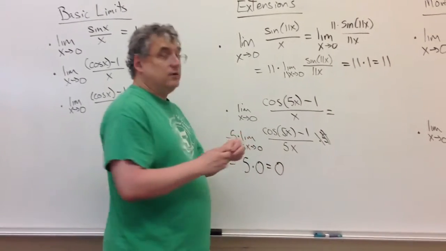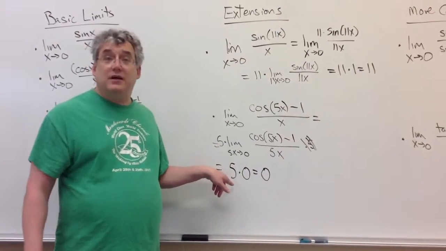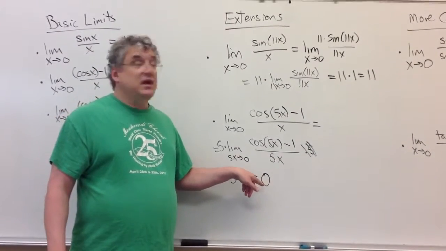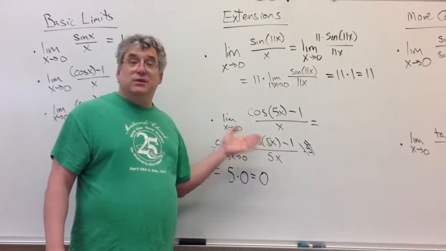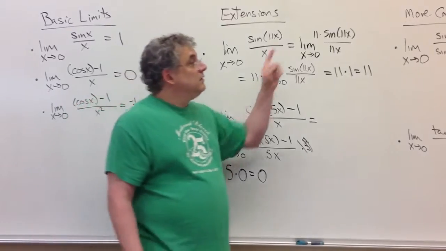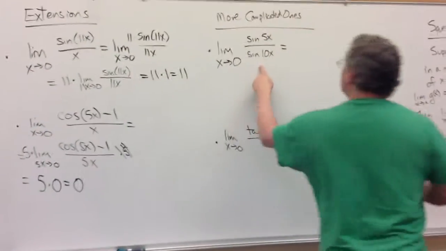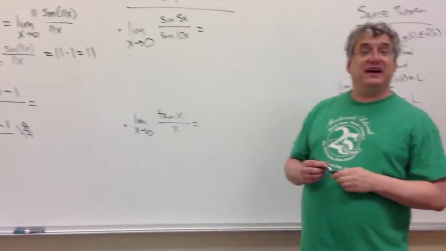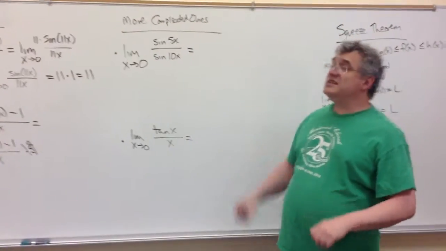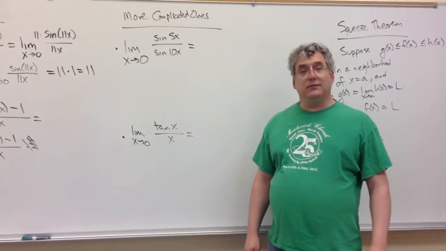And we get 0. In this case, the 5 didn't really matter because we're multiplying by 0. These are the basic kind of extensions, but you can get even more complicated. Let's try one up here. Hopefully, it's not so complicated that your head's exploding right now. Try to think about this one. I'll give you a couple seconds to work it out.